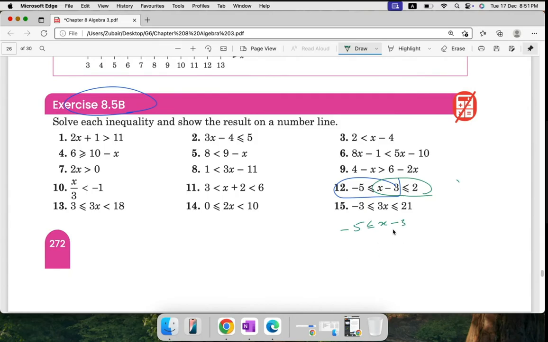3 goes on the other side. So 3 minus 5 is less than or equal to x, minus 2 is less than or equal to x. That's one side. The other side is x minus 3 less than or equal to 2. 3 goes on the other side, 2 plus 3. x is less than or equal to 5. So on a number line, it starts from minus 2 and ends at 5. x is greater than or equal to, so a filled circle. x is less than or equal to, a filled circle again. So that is the number line.